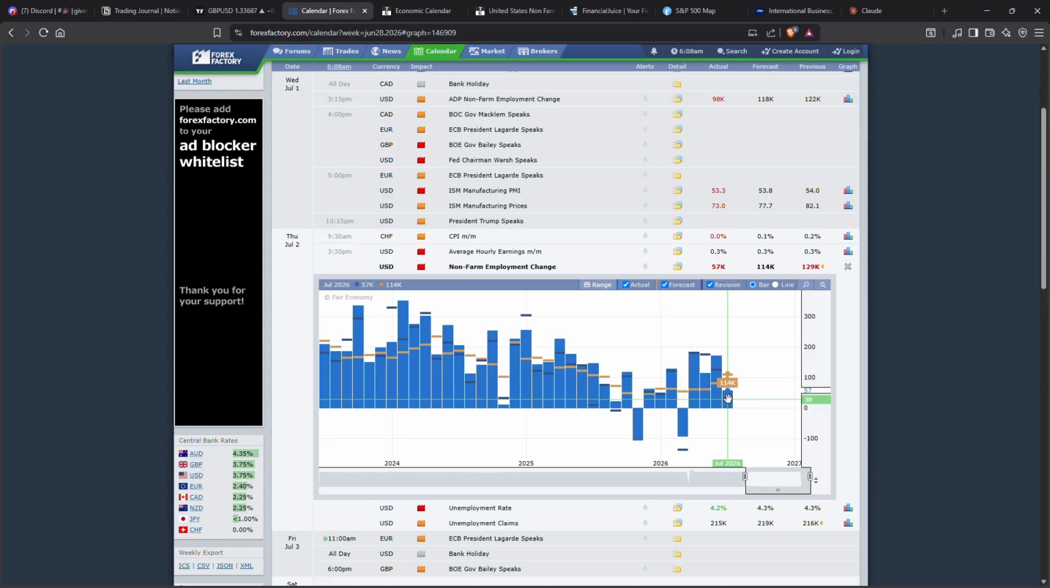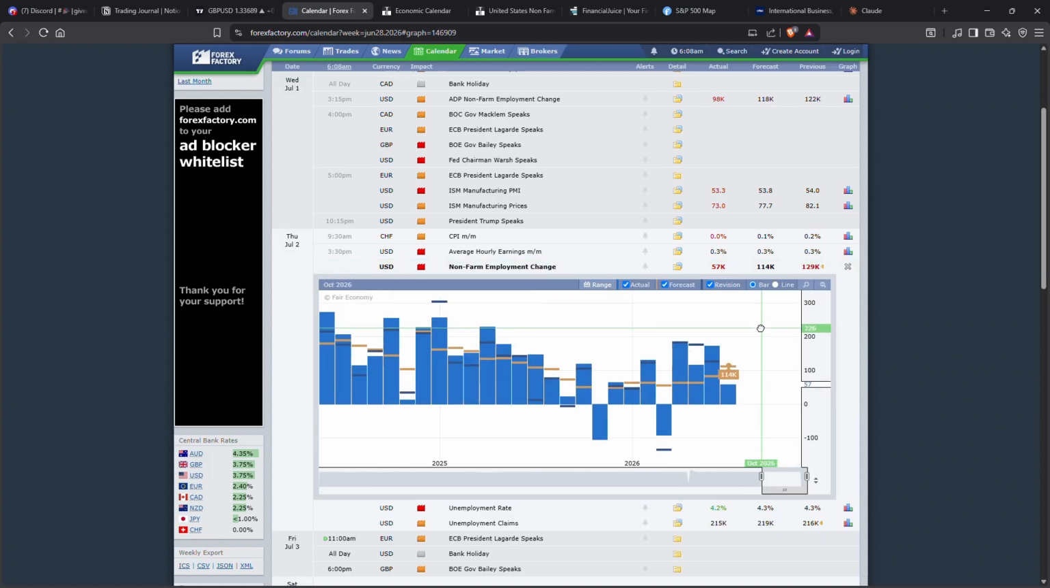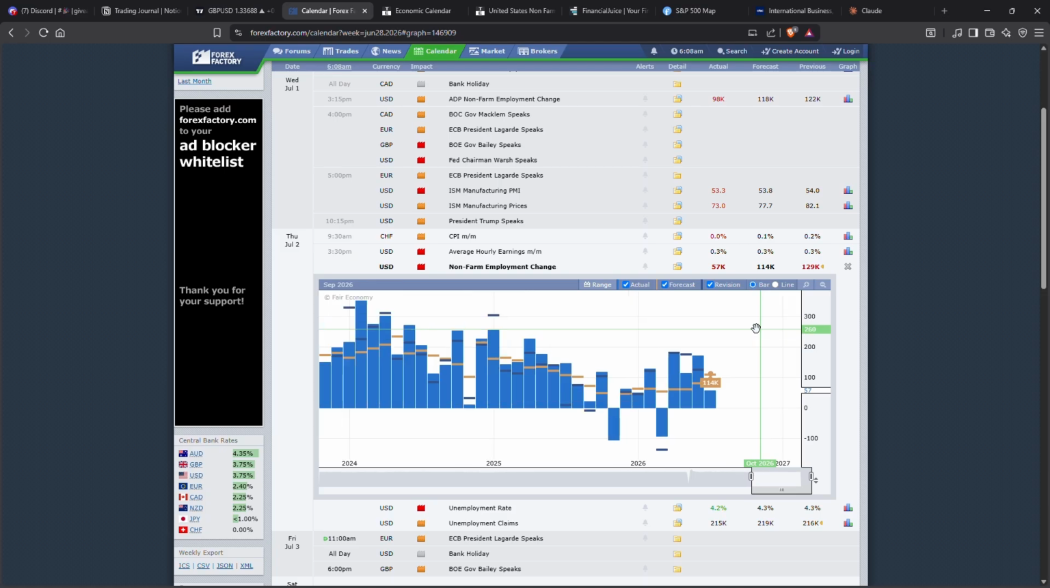Expectation was 114,000. The number came out down at 57,000, which is half. And we also saw a revision of last month's 172k, all the way down to about, I think, 129,000 thereabout. This NFP number faded the rate hike expectations.